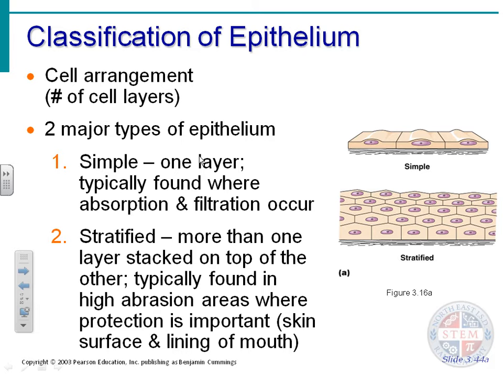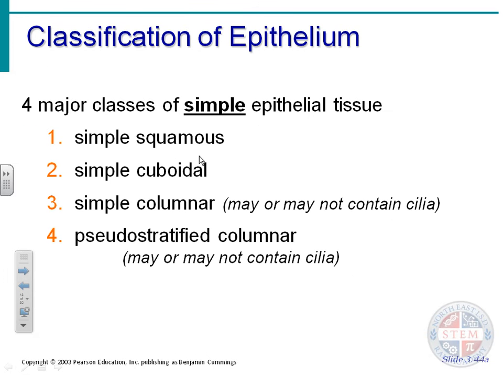Stratified is layers upon layers upon layers of skin or epithelium. Stratified means more than one layer stacked upon each other, typically found in high abrasion areas for protection. Again, like your mouth, the lining of your skin, that's stratified. It's got hundreds of little layers of epithelial cells.